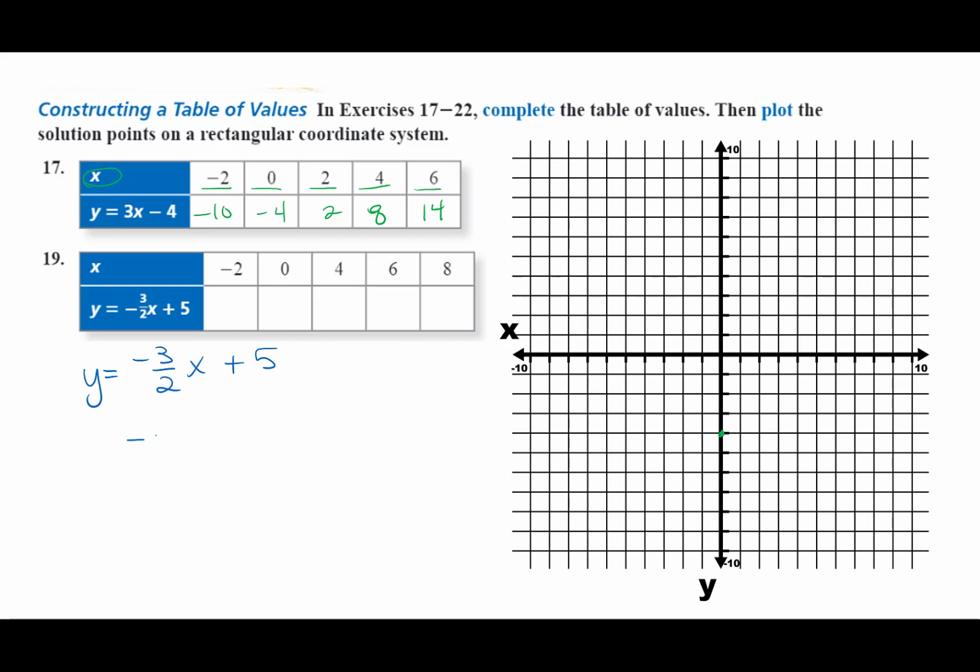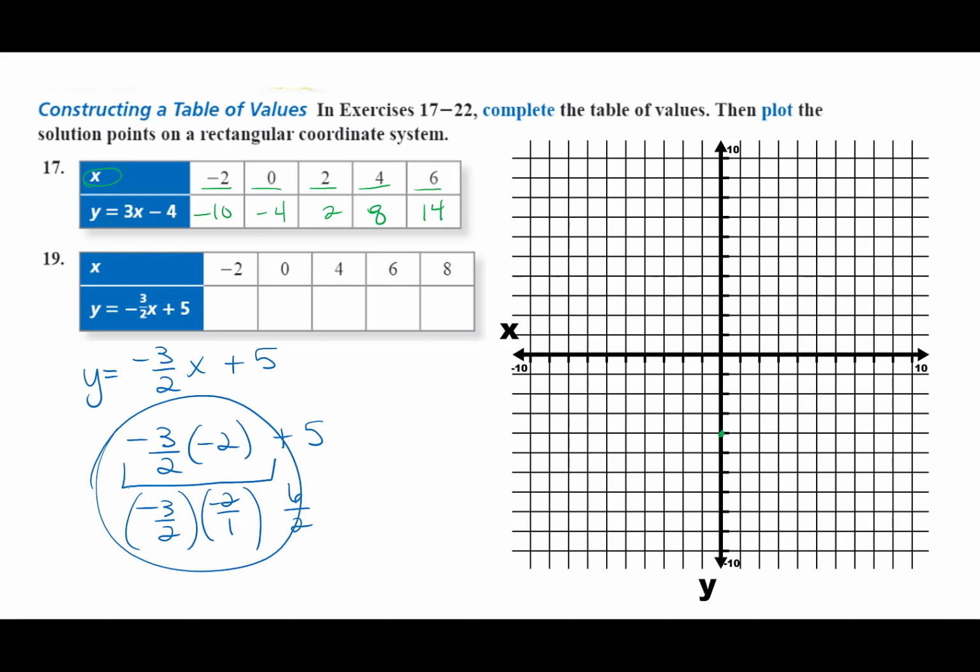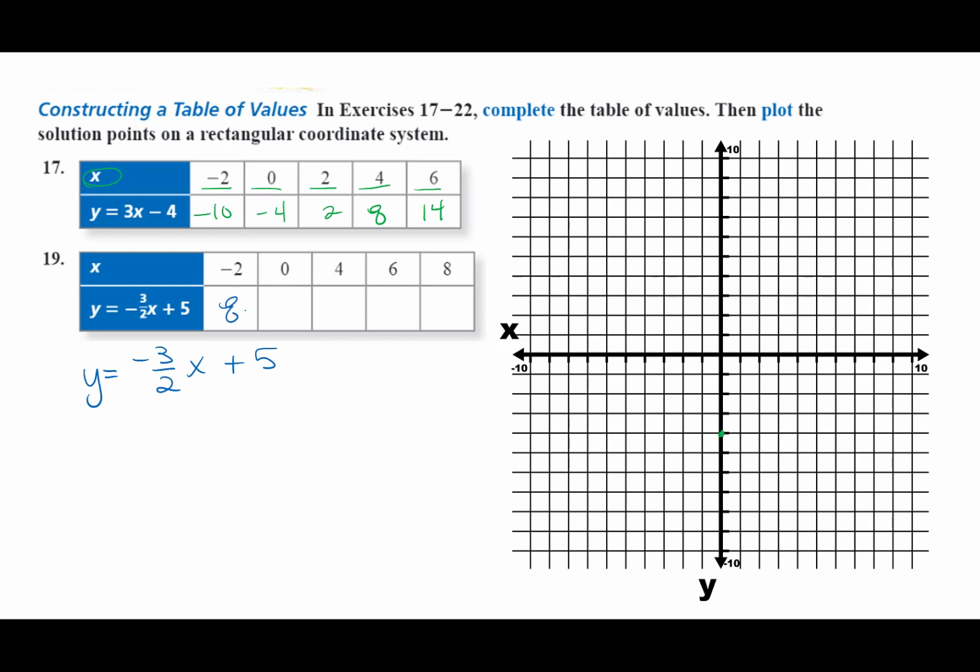If x is -2, that would be -3/2 times -2 plus 5. This fraction part, you can multiply fractions really easily, especially if you put a denominator of 1 under that whole number, -2. Multiplying straight across, -3 times -2 is 6. 2 times 1 is 2. And so this entire fraction piece is a +3, and then we'll add 5 because that was part of the equation to get 8.